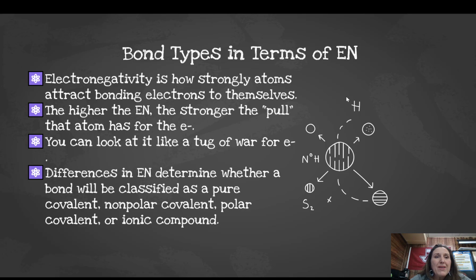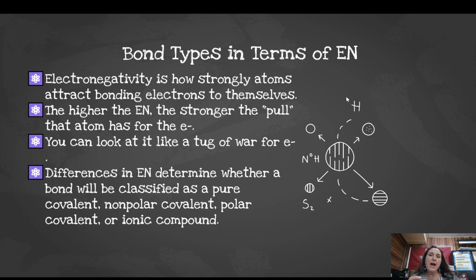Now, we are going to talk about electronegativity. So this is how strongly atoms attract the electrons to themselves. The higher the electronegativity, which I'm abbreviating EN, the stronger the pull that the atom has for an electron. So it's like a tug of war for an electron. And this happens a lot in covalent bonds, especially.